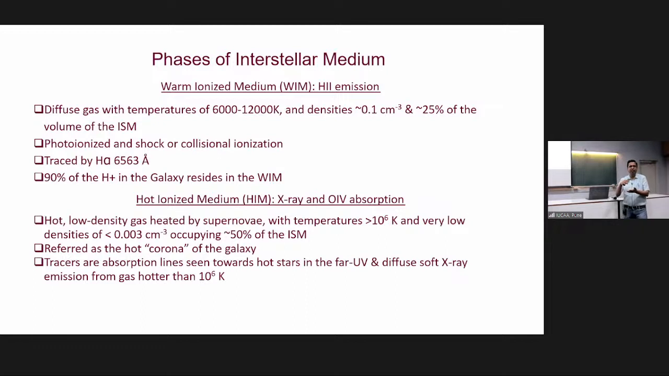So towards the end, I'll give you an example where we did some study of the O6 ion, which actually detects the warm hot ionized medium. So you can detect different kinds of ionization of a similar atom, for example O. We can have O1, O2, O3, O4, O5, and it will tell us about different physical properties, different environments of the interstellar space.